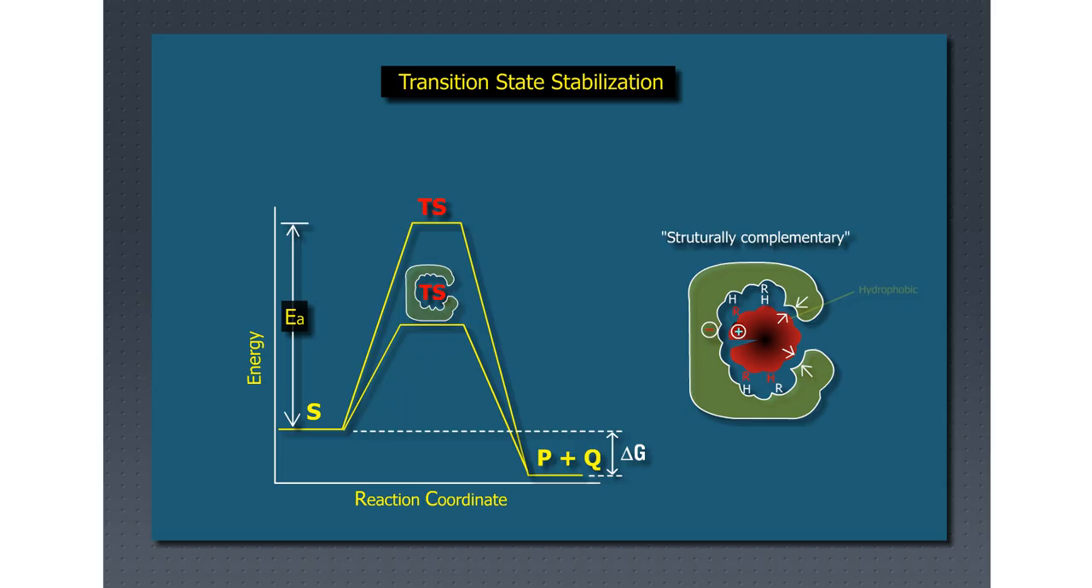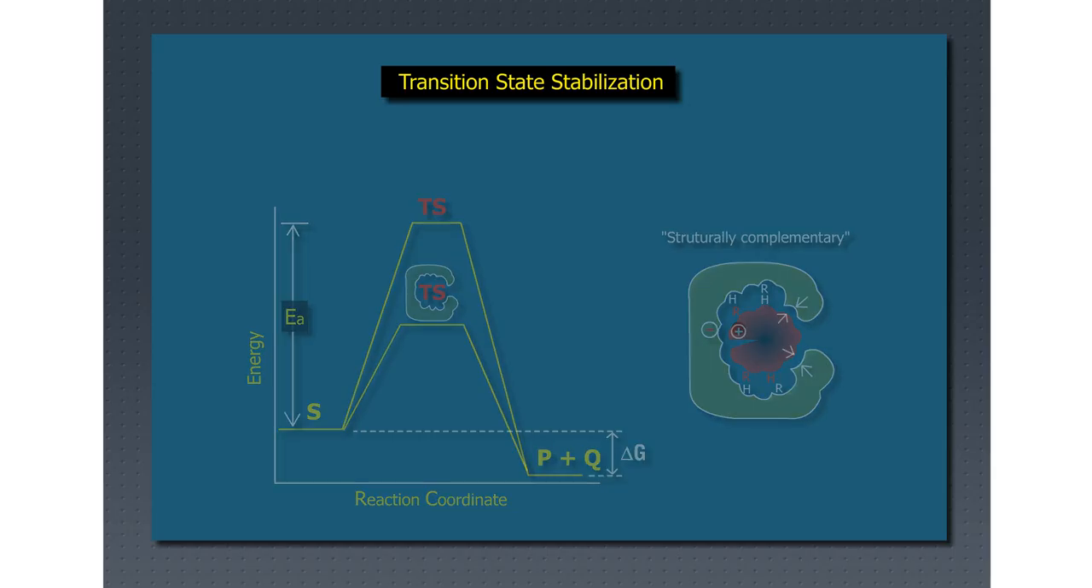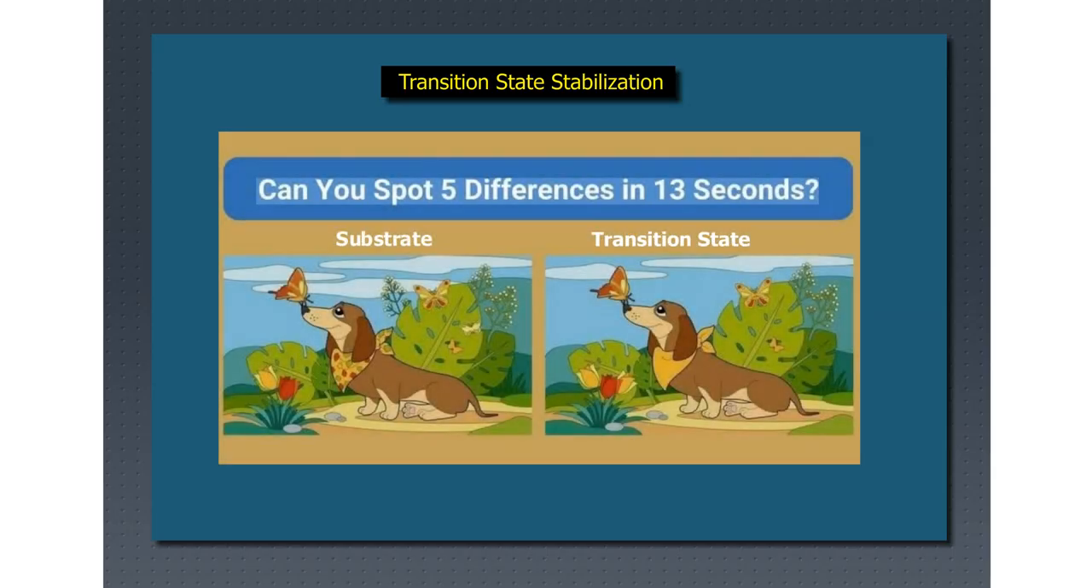Similarly, if this part of the transition state is hydrophobic, the enzyme's active site must also contain a hydrophobic side chain to allow hydrophobic interactions. If this part of the transition state contains a hydrogen donor group, the active site must contain a hydrogen bond acceptor. Linus Pauling proposed that an ideal enzyme is one whose active site is complementary to the transition state rather than the substrate. Despite the structural similarity between the substrate and the transition state, the enzyme must discriminate between them and bind preferentially to the transition state. An analogy is the game where one is asked to spot minor differences between two very similar pictures.